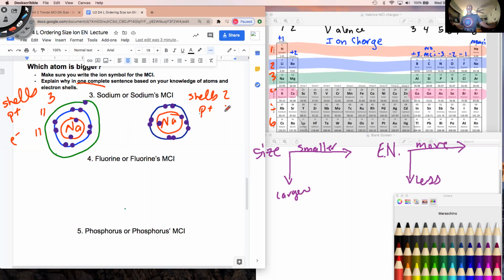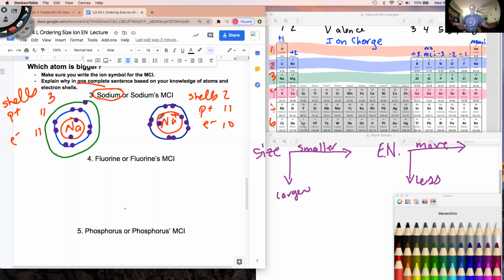The number of protons is 11, and the number of electrons is 10. So not only is sodium going to have less shells, but sodium also has less electrons, which means the protons are going to be able to pull those in. So this sodium ion, this Na+, is going to get a double whammy. This one's going to be very small. But the question says which is bigger? So this sodium is larger.